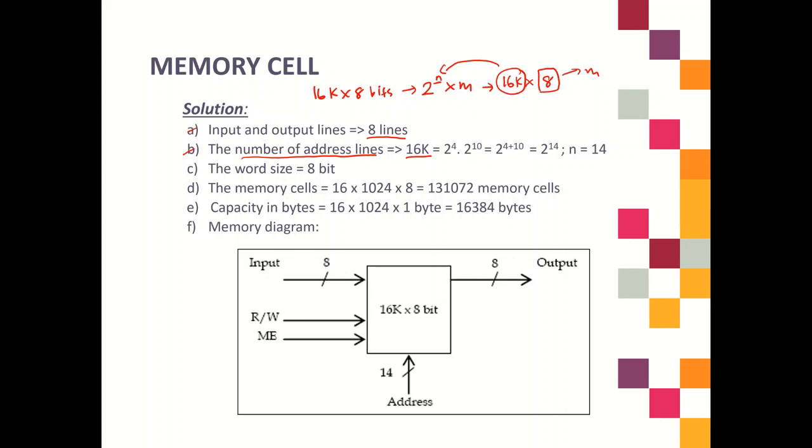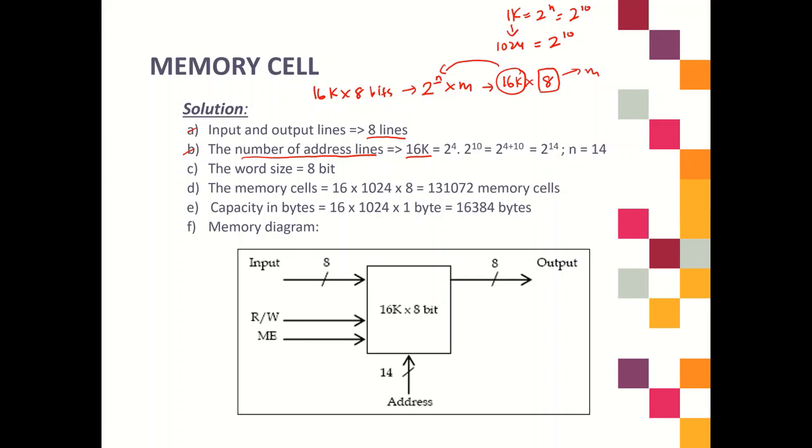So this is one of the methods, or solutions, for finding the value of your n. You know that 1K is equal to 2 power of 10, because 1K is equal to 1024, which is 2 power of 10.